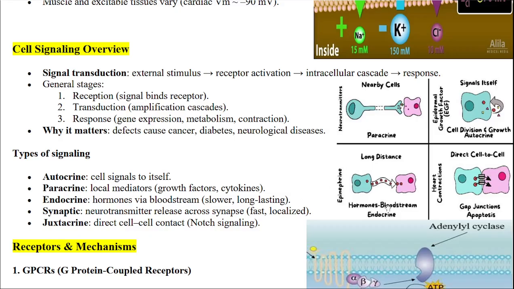Here, a cell releases local mediators, things like growth factors or cytokines, that act only on nearby cells in the immediate environment. It's like local gossip within a tissue. Makes sense. What about long distance?